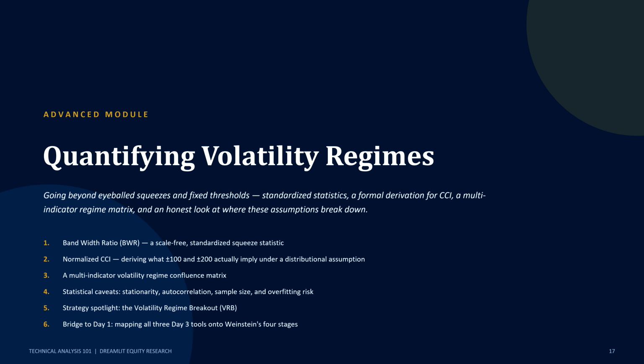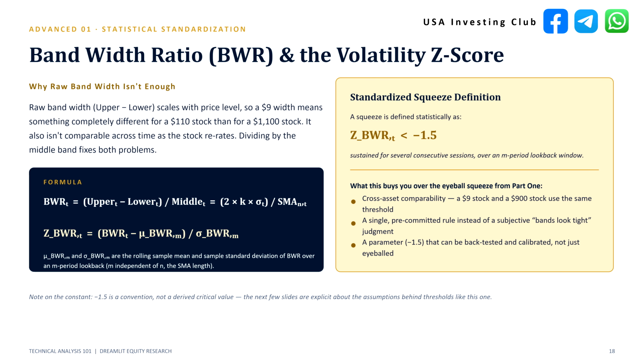Let's start with the bandwidth ratio. Here's the specific problem the bandwidth ratio solves. Raw bandwidth, upper minus lower, scales with price level. So a $9 width means something completely different for a $110 stock than for an $1,100 stock. It's also not comparable across time as a stock re-rates higher or lower. Dividing by the middle band fixes both problems at once.